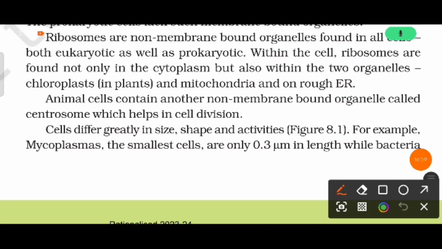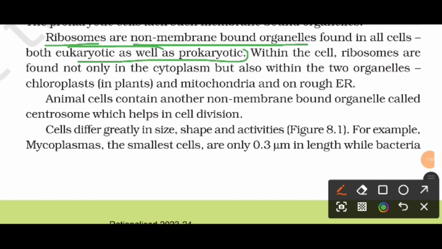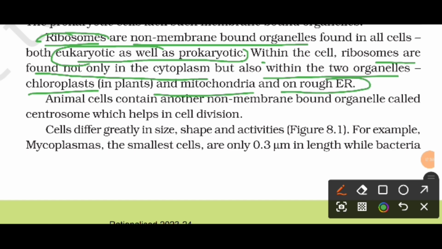Ribosomes are also a type of cell organelle, but they are non-membrane bound organelles. That is, the membrane is absent here, and they are found in both eukaryotes and prokaryotes. In prokaryotes, there are no membrane-bound organelles. The nucleus is also membraneless, and because of that, there are no other membrane-bound organelles. Only the ribosome is present in prokaryotes. Ribosomes are not only found in the cytoplasm but also within two organelles, chloroplast and mitochondria, and also on the rough endoplasmic reticulum. We will discuss this in detail further.